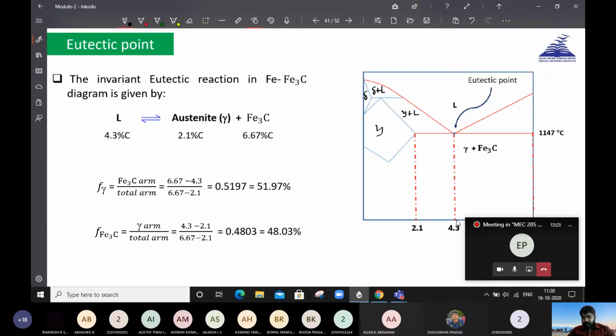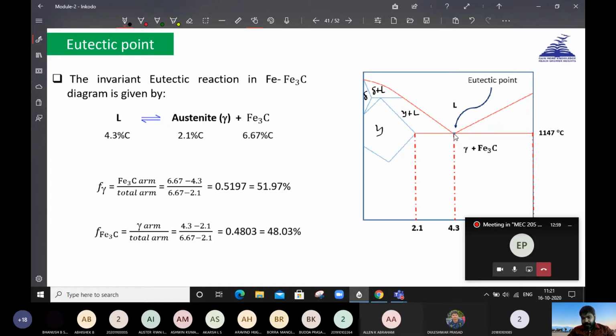The iron carbon alloy that we take at the eutectic point will have 4.3 weight% carbon. Now the reaction that is going to take place at the eutectic point, you know that liquid is going to transform into gamma plus Fe3C. So I have written over here, at the eutectic point, liquid goes to austenite plus Fe3C. Now, what about the composition of phases present at this point?